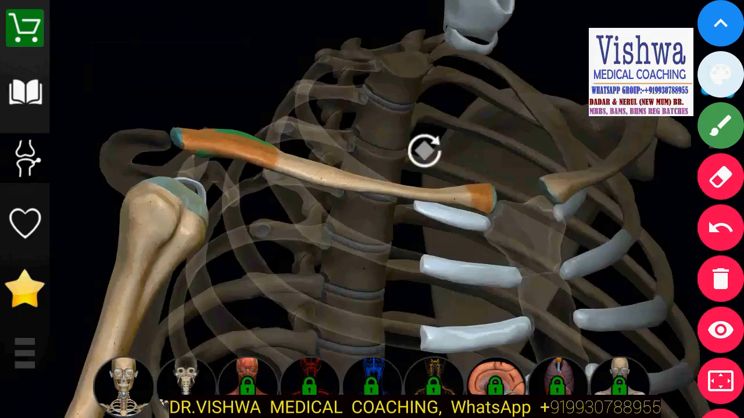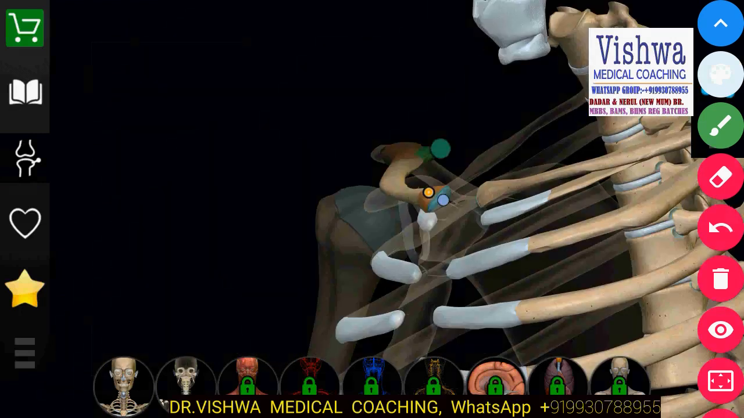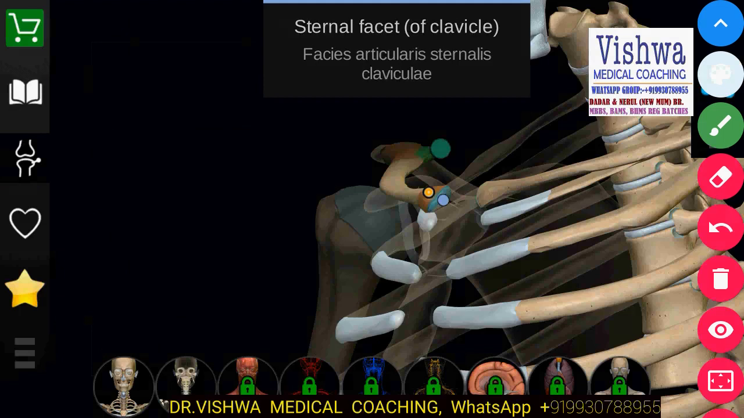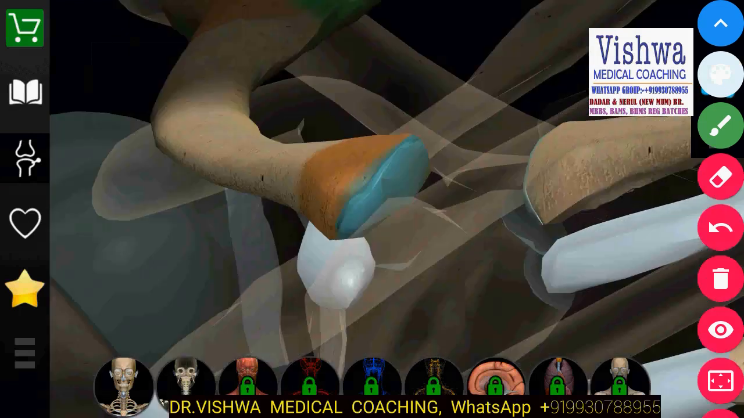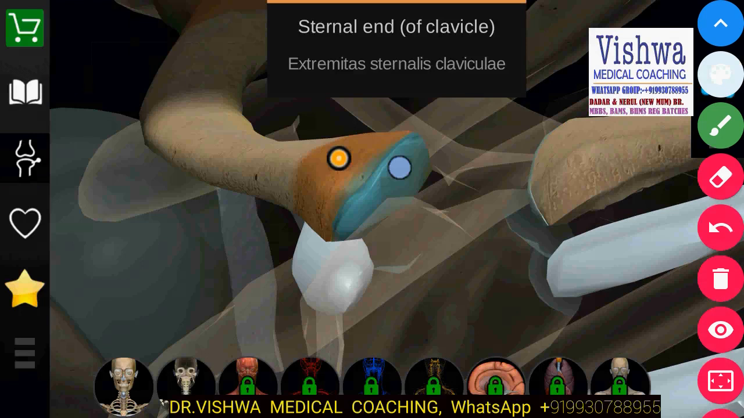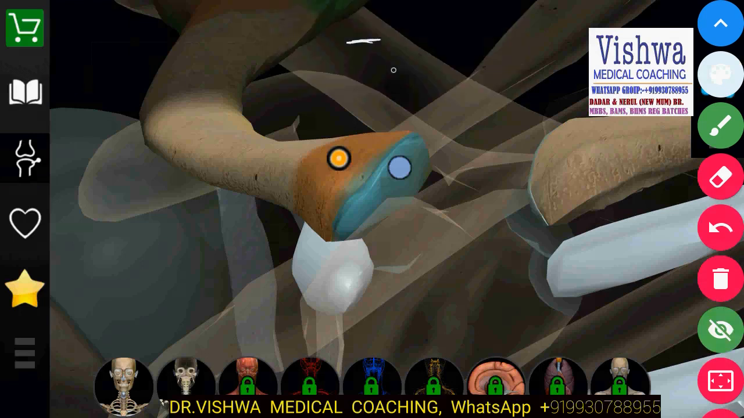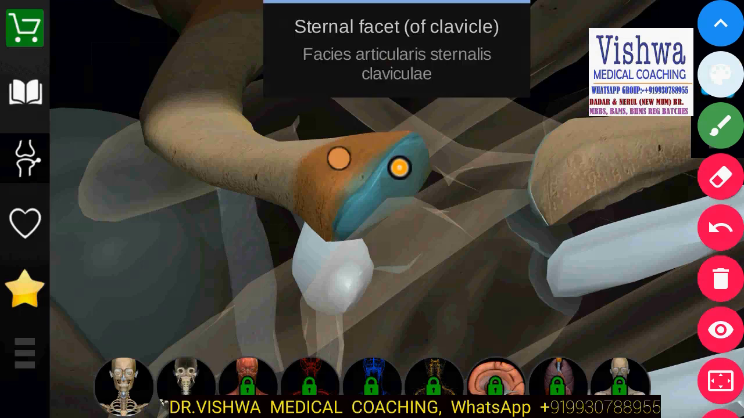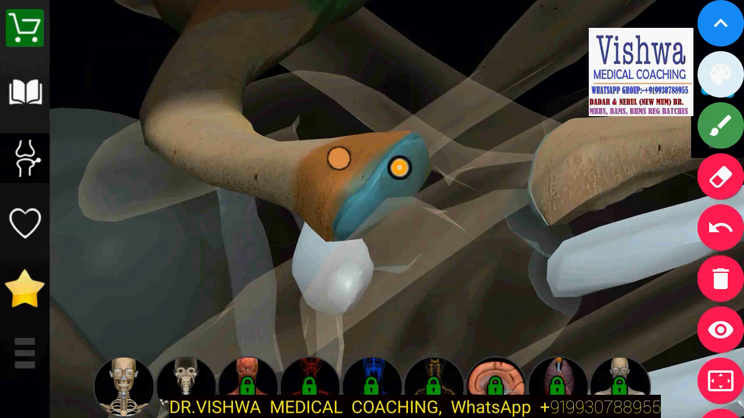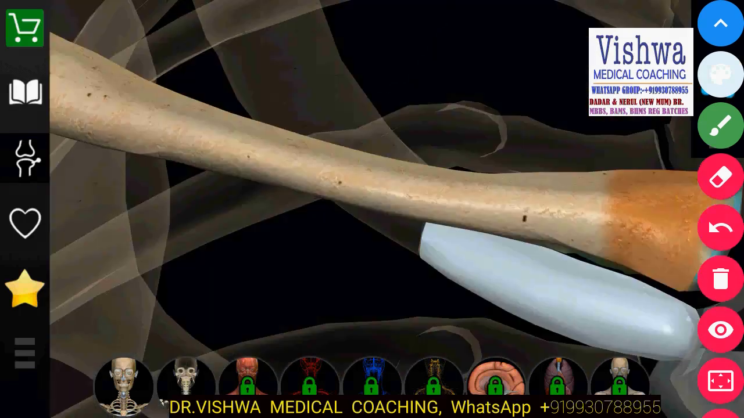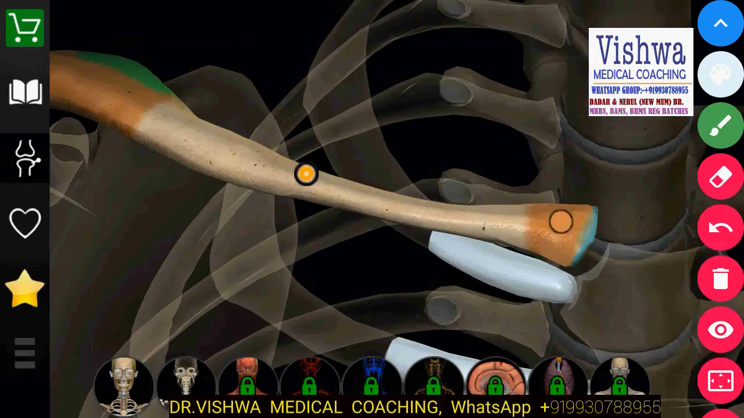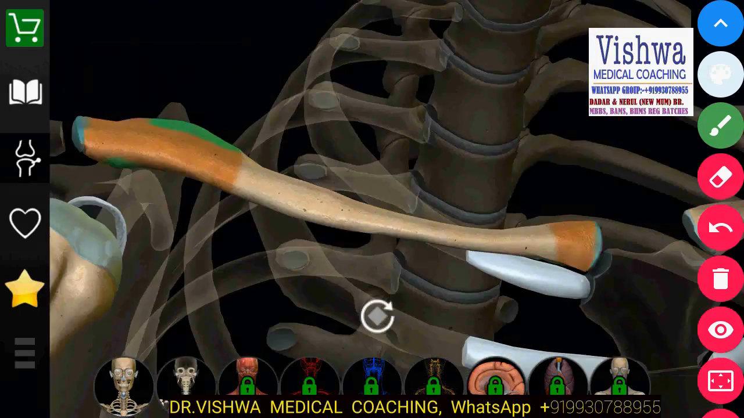We also have a few points in the medial end. Yes, we have the sternal facet of the clavicle. The medial end of the clavicle has two important parts: the sternal end of the clavicle, as well as the sternal facet of the clavicle. These applications are good if you know the theory, so that you can revise it quickly.